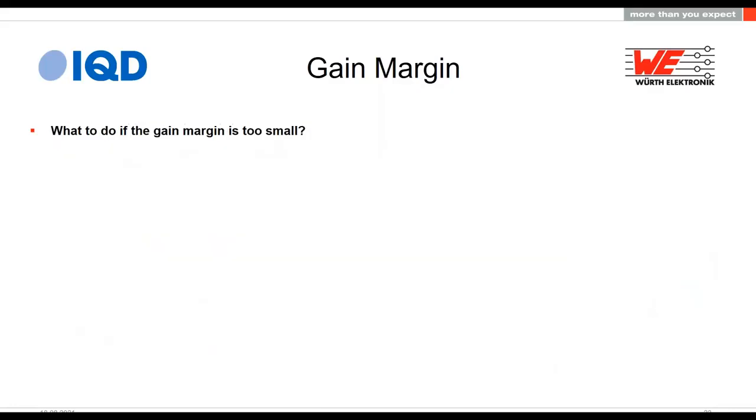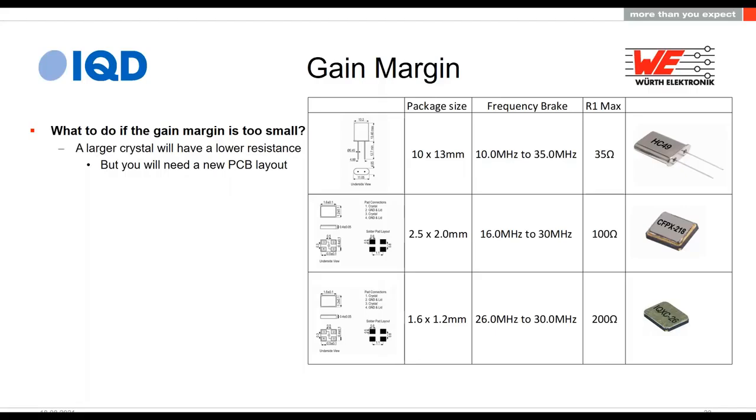Okay, so that would leave you to wonder what on earth you would do if the gain margin was too small. If our negative resistance ratio was less than 5 or less than 3, what are we going to do about it? First thing you could try is to use a bigger crystal. Here are 3 crystals. The middle one is the size for the crystal that we're using, and so the maximum resistance for this crystal at 26 megahertz is 100 ohms. If I used a crystal that was smaller than that, and this one's a quarter of that size, then you can see the maximum resistance value is going to be double. So that would affect our gain margin quite dramatically.